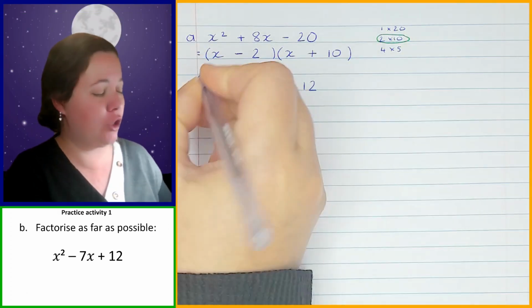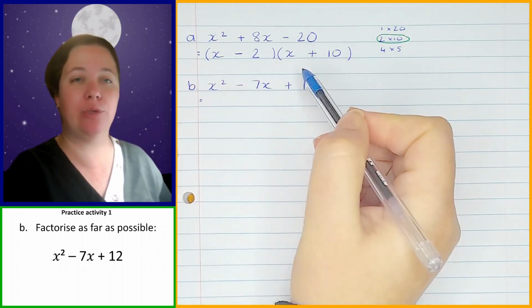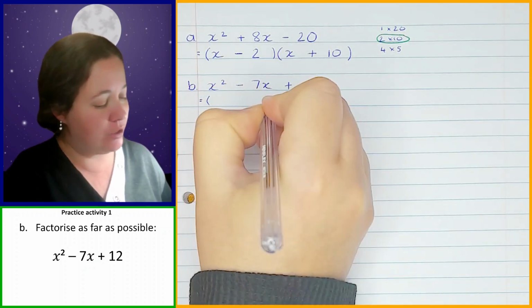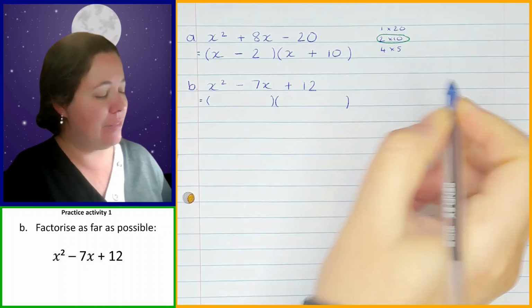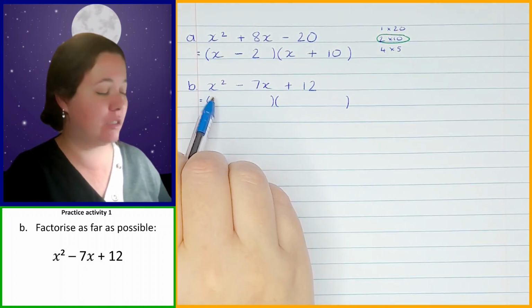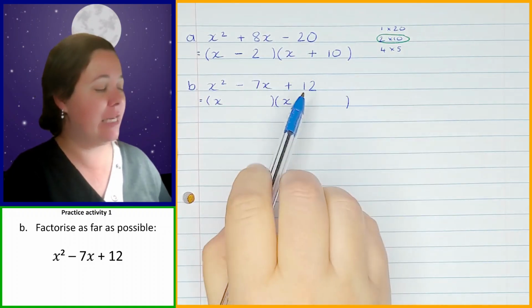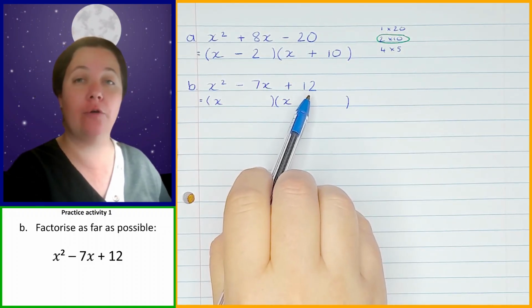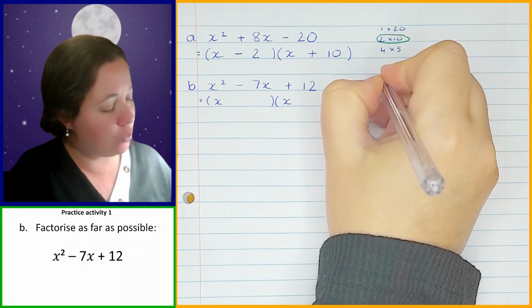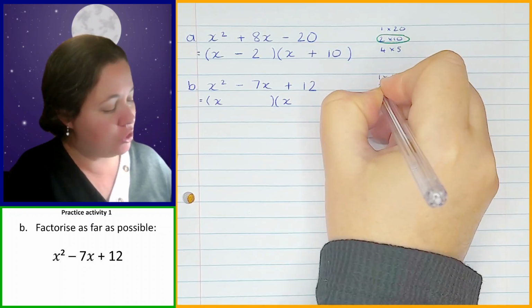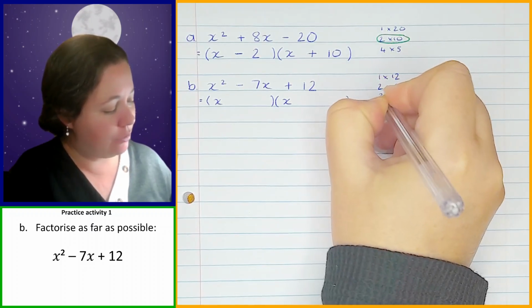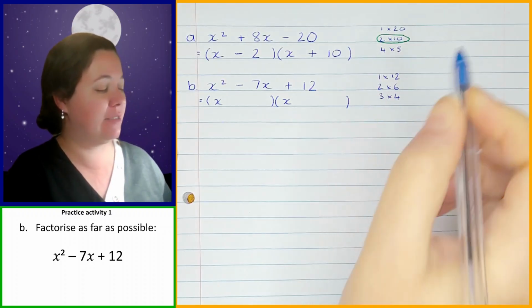Right, so for this trinomial, we're going to start off in the exact same way as we did for the previous one, by opening two sets of brackets. And then we put the square root of x squared as the first term in each bracket. So I've got x and x. Okay, now we're going to go and look for the factors of 12 over here. So I've got 1 times 12, 2 times 6, and 3 times 4. Those are my factor pairs.